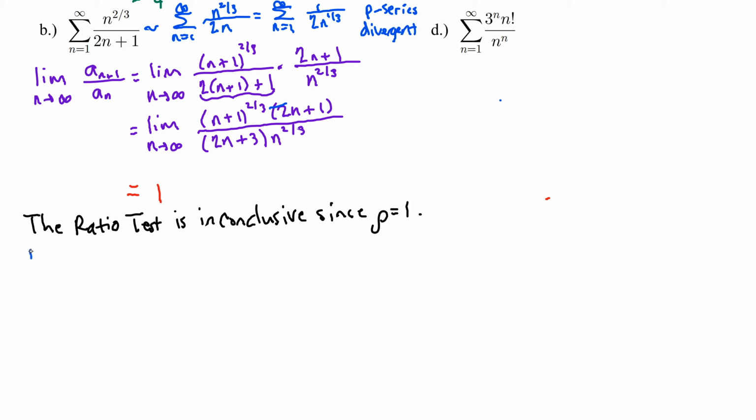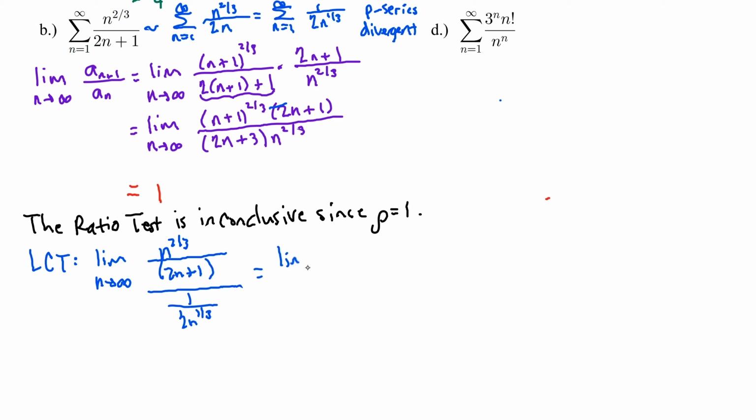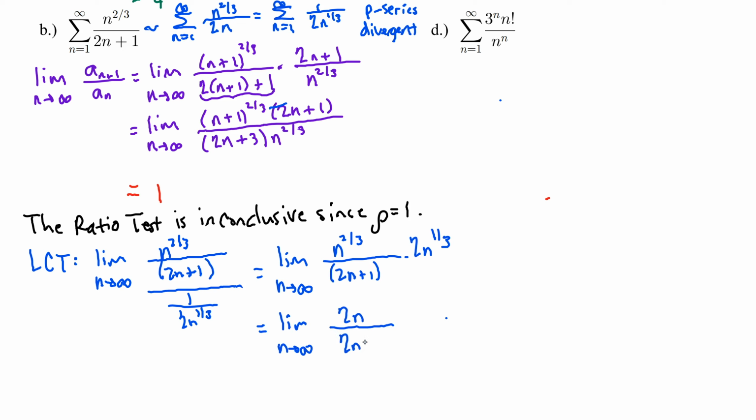Let's opt for the limit comparison test. Remember, we find the limit as n goes to infinity of the series in question, n to the 2/3, divided by 2n plus 1, divided by the series we're comparing it to, 1 over 2n to the 1/3. Let's invert and multiply like we've been doing. Probably could have done that on step 1. When we multiply the two factors in the numerator, we're going to end up with 2n, and in the denominator we have 2n plus 1.